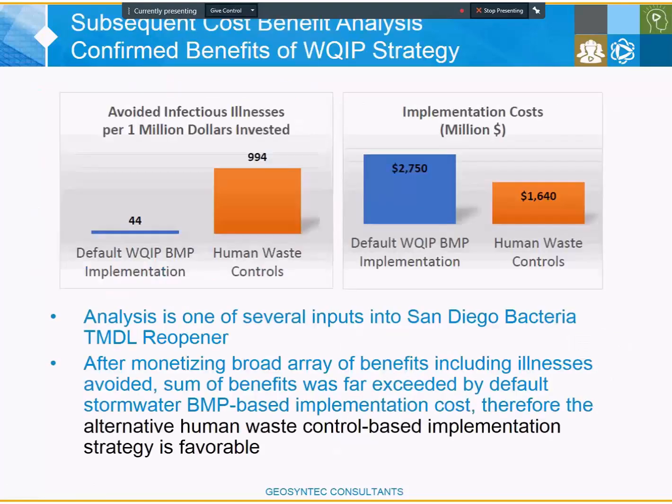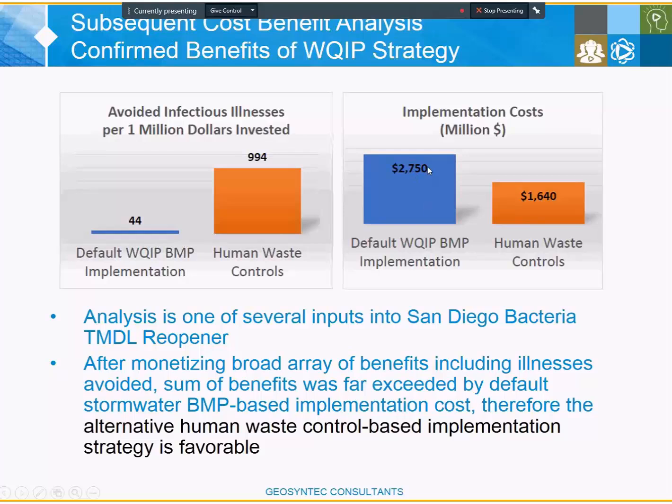So after the WQIP was submitted, the San Diego cost-benefit analysis was completed, and it confirmed the benefit of this strategy. It looked at the avoided illnesses that are shown here between two different implementation approaches. The default implementation approach for bacteria TMDLs, in this case quantified for the San Diego Regional 20 Beaches and Creeks TMDL, versus the avoided illnesses that are anticipated from a human waste control-based strategy, like the one I described for South Orange County, and then it compares the implementation cost between the two.